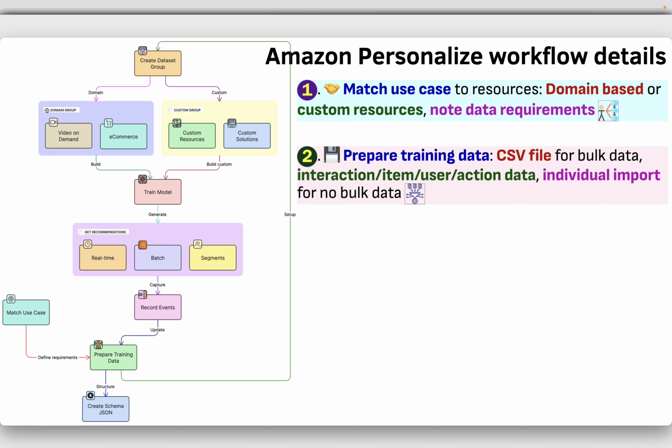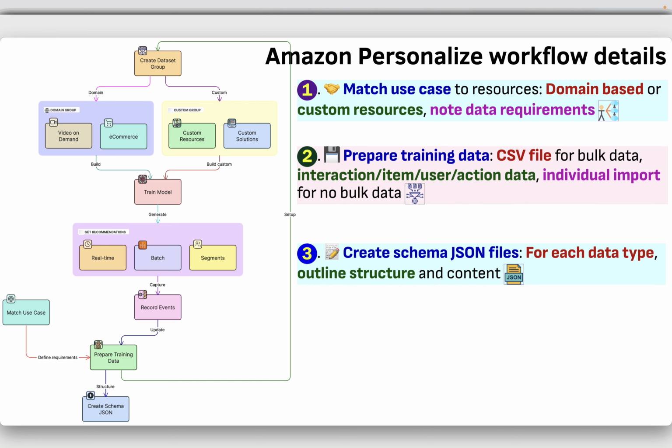If you do not have bulk data, you can use individual import operations to collect data and stream events until you meet personalized training requirements and the data requirements of your domain use case or recipe. Third step is to create schema JSON files for your data. Here you create schema JSON files for each type of data that you are importing. These files outline the structure and content of your data, including column names and their data types.